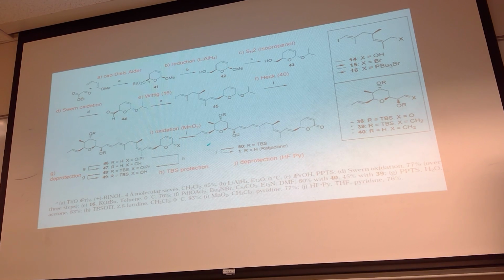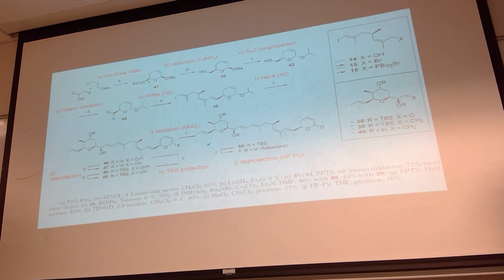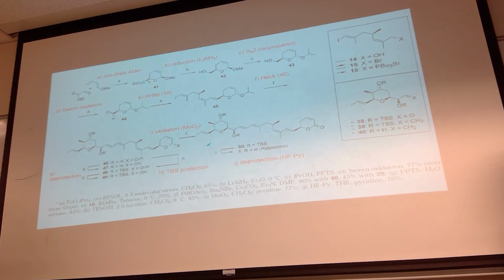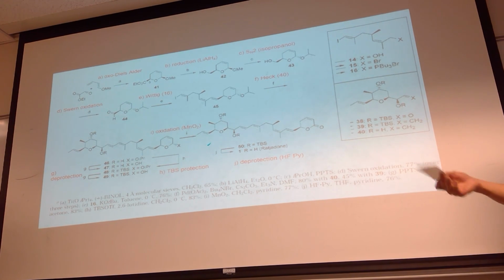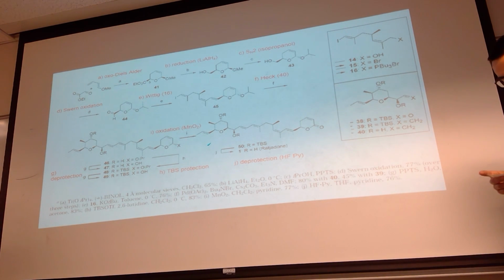Next, they reduced the ester using lithium aluminum hydride to get a primary alcohol. From there, they do an SN2-type reaction using isopropanol, and it causes an inversion of stereochemistry, which you see in 43. Next, they do a Swern oxidation to convert the primary alcohol into an aldehyde. From there, they do a Wittig reaction, like what Dylan was saying, and that involved compound 16, which is the fragment that Dylan went over in their synthesis. And you see that the aldehyde on compound 44 reacts with the phosphonium salt on compound 16, that gives you 45.